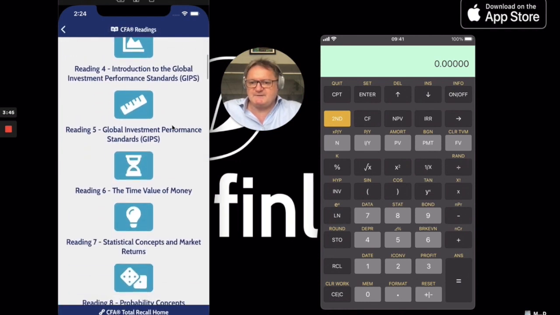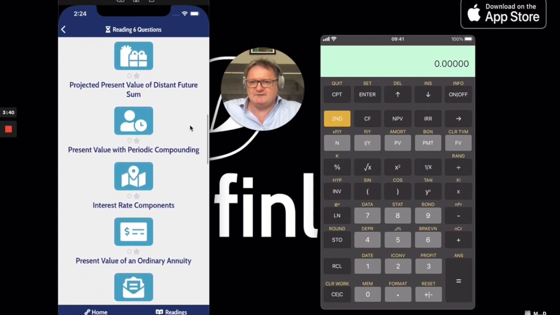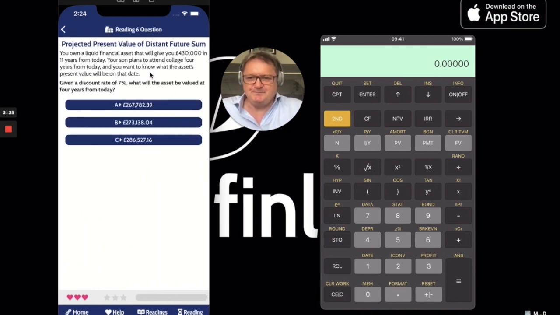Let's get down to the question. Reading 6, the projected present value of a distant future sum. It's a bit of a tongue twister. Here's the question. You own a liquid financial asset that's going to give you $430,000 in 11 years from today. Your son's going to college in 4 years from today. So you're getting this money in 11 years, and your son is going to college in 4 years. What's that sum worth in 4 years' time? That's what we're trying to do. Given a discount rate of 7%, what will the asset be valued at in 4 years from today?